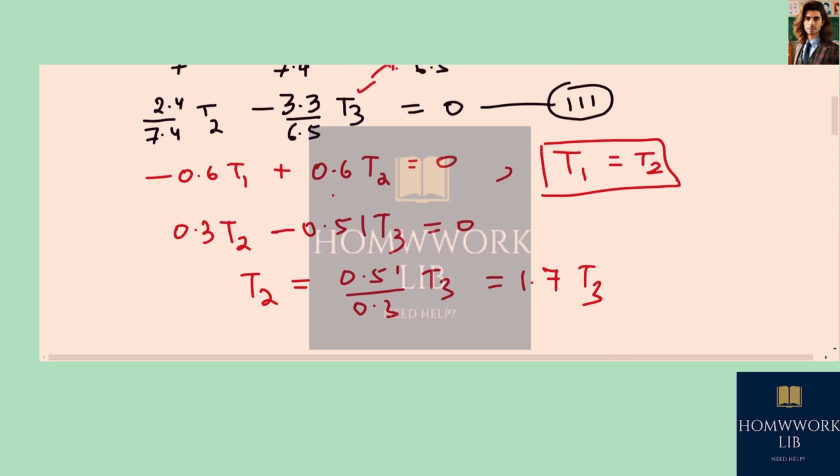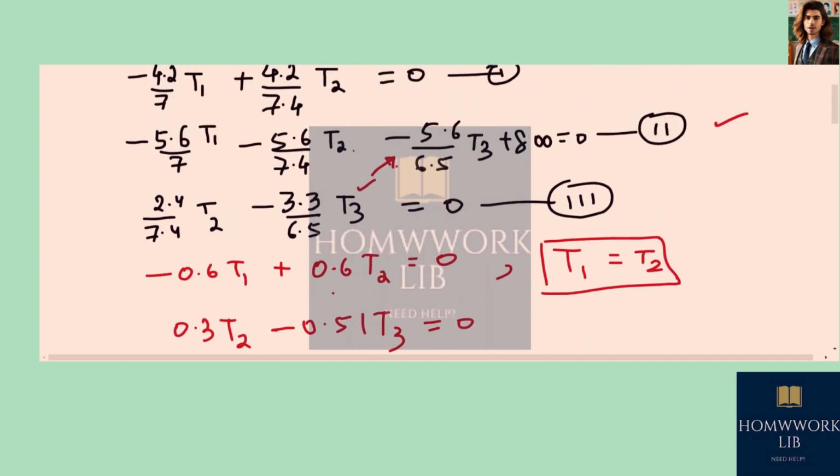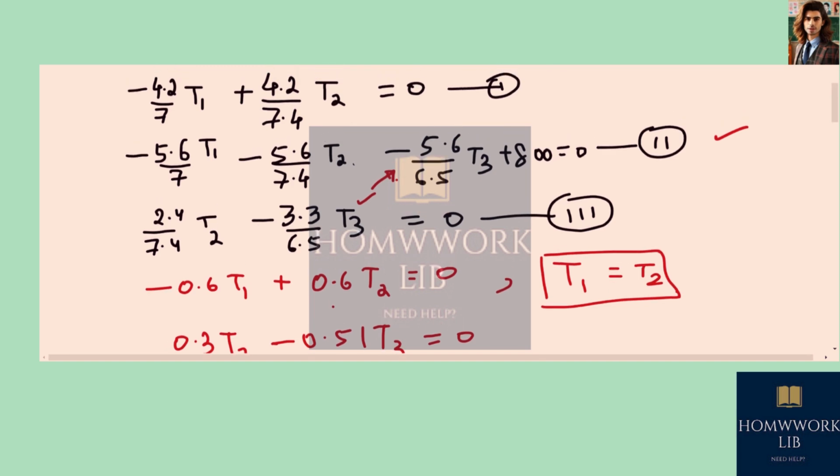So let's take these values of T1 and T2 and put them in equation 2 here. So let's work here only. This 5.6 by 7, that's 0.8 T1, minus, let's write the complete thing in terms of T1. So this will be, let's divide 5.6 with 7.4, we get 0.75 T1, because T2 is equal to T1 approximately, and then 5.6 by 6.5, this comes out to be 0.86, minus 0.86.